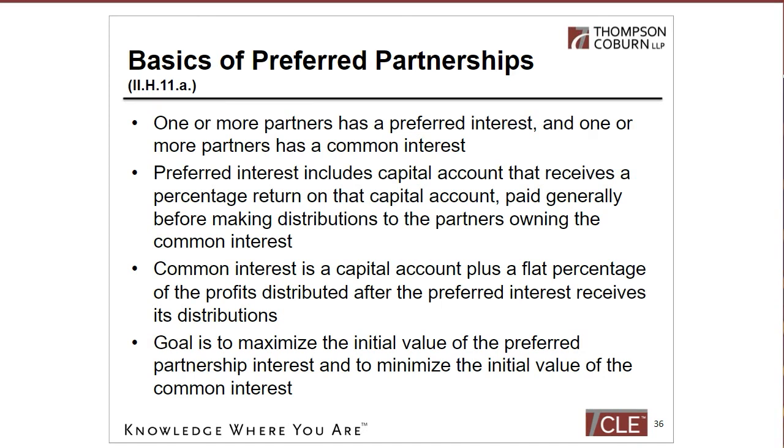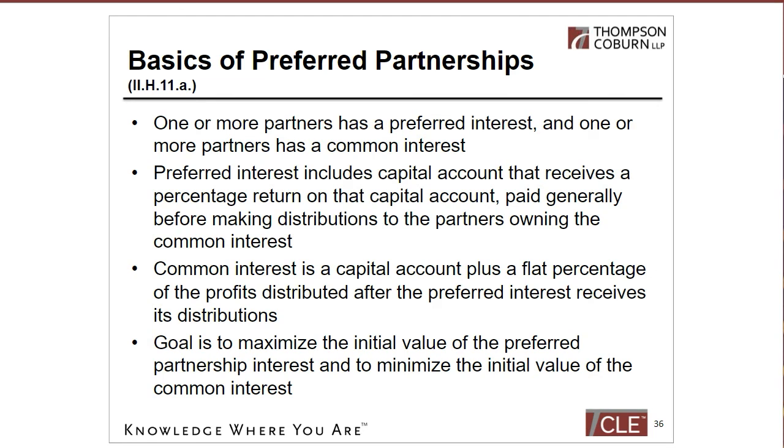So the preferred interest is the capital account. It gets a percentage return. And then when I gave the example of the $1 million preferred, basically that $1 million preferred would be able to be redeemed out for that $1 million plus any outstanding unpaid preferred returns.